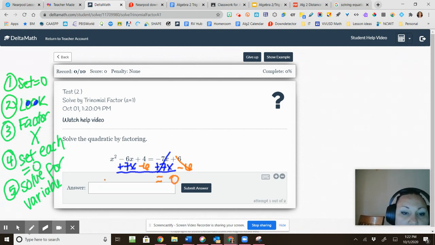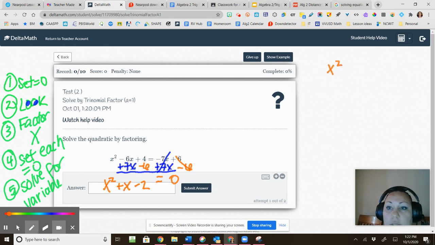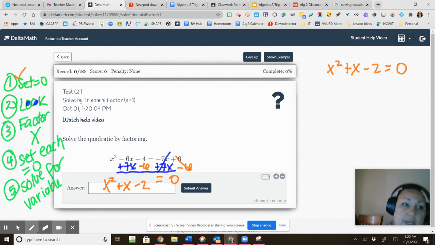And then I have x squared. 7 minus 6 is x. Negative 6 plus 4 is negative 2. I'm going to write it over here on this side just so I have more room. Now that you have this trinomial, it is equal to 0, so check.